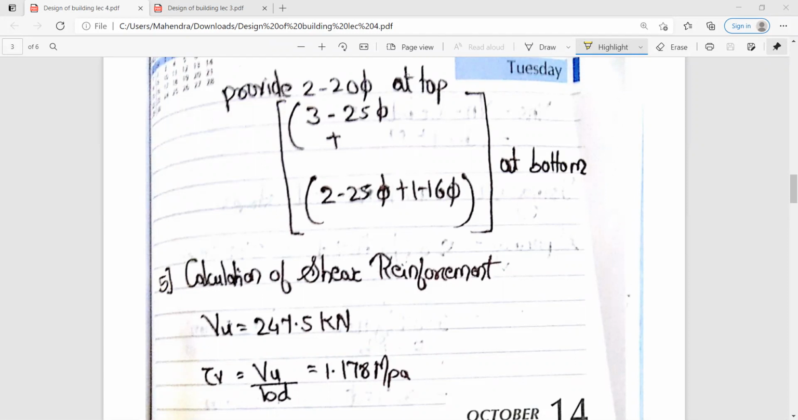Okay, everyone had done up till here. Should we proceed further?